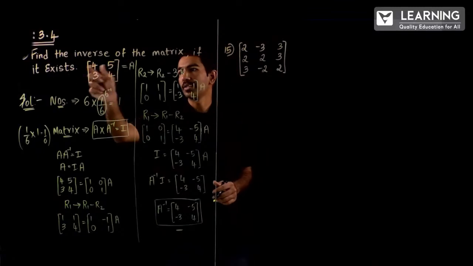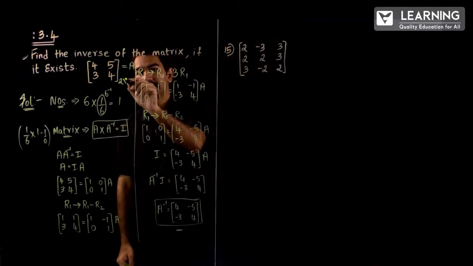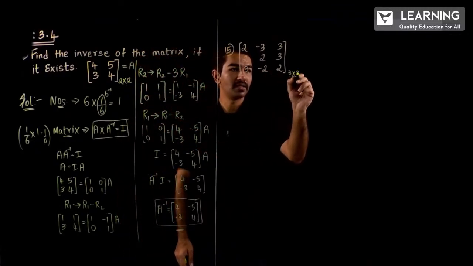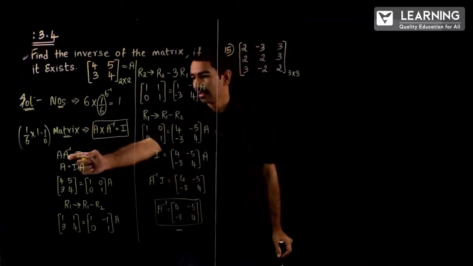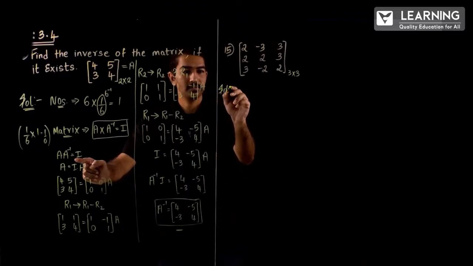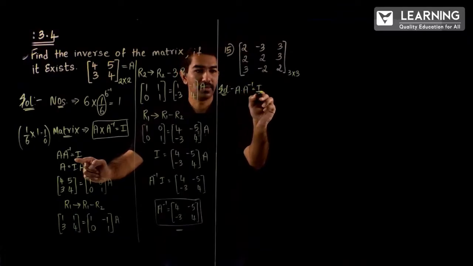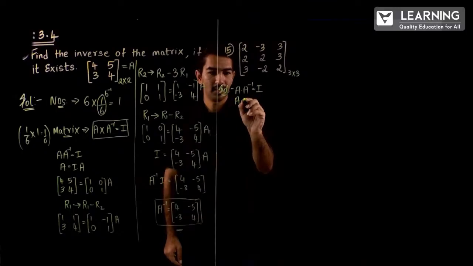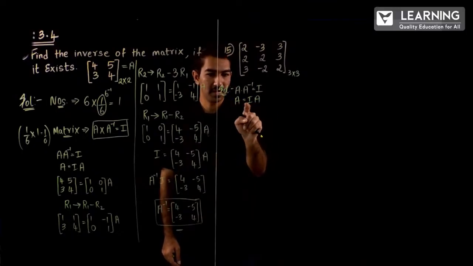Same thing only, find the inverse of the matrix if it exists. Here the order was 2 cross 2, right? Same thing we have to do here, but here the order is 3 cross 3. We have to start with what? A dot A inverse is equal to I. So solution. A dot A inverse equals I. A inverse will send it that side. A equals IA. Correct? Substitute the terms now only for A and I.